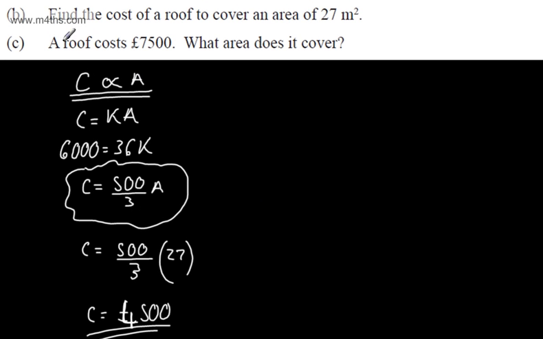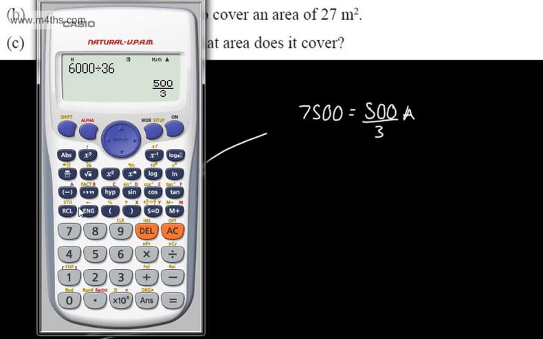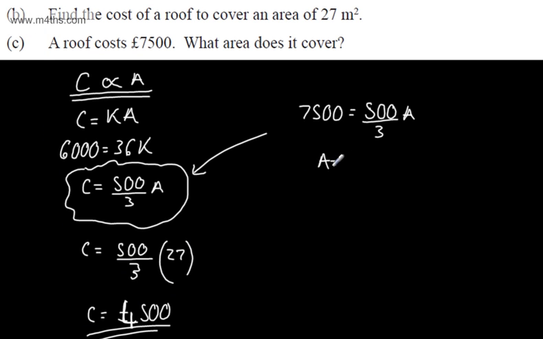Okay, the next one, we've got a roof cost £7,500. What area does it cover? So what we need to do is work this one backwards. So we can say that 7,500, that is the cost. We're solving for A, the area. And that simply means that we're going to divide the 7,500 by this answer here. 7,500 divided by my answer is going to give me 45. So we can see that A is going to be 45. So that tells me now that it would be 45 metres squared.